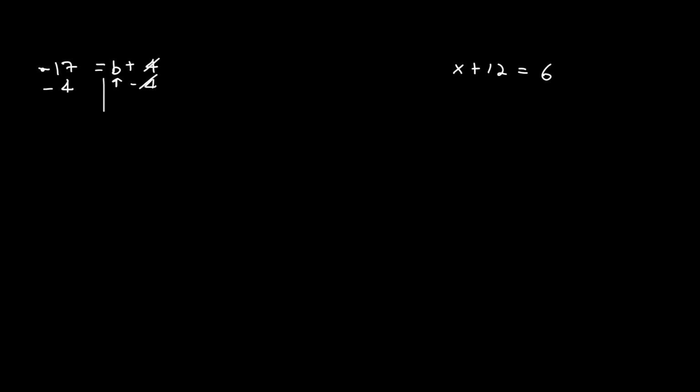Now you see we are adding negative 17 plus negative 4. So we're adding these two numbers. In other words, you owe $17 to your friend and you owe $4 to another friend. So you owe a lot of money. So that would be negative 17 plus negative 4 will be negative 21, equal b. All right, so final answer, negative 21.